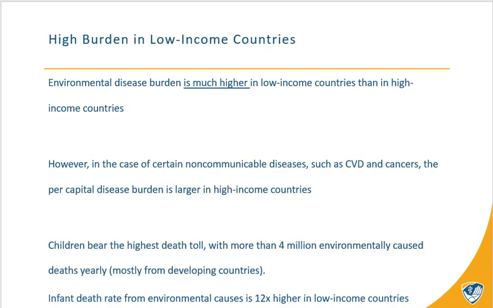Environmental disease burden is much higher in low-income countries than in high-income countries. However, in the case of certain non-communicable diseases, such as cardiovascular disease and cancer, the per capita disease burden is larger in high-income countries. Children bear the highest death toll, with more than 4 million environmentally caused deaths yearly, mostly from developing countries. The infant death rate from environmental causes is 12 times higher in low-income countries.